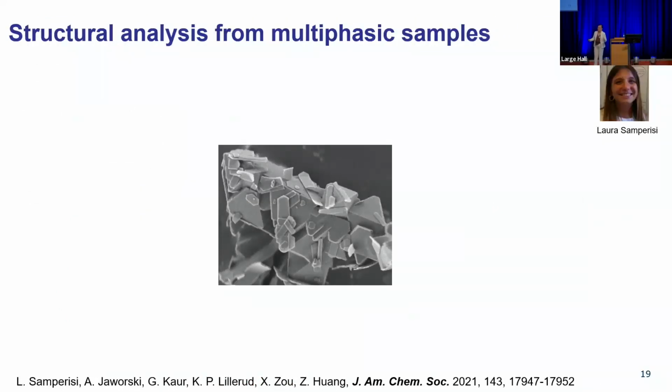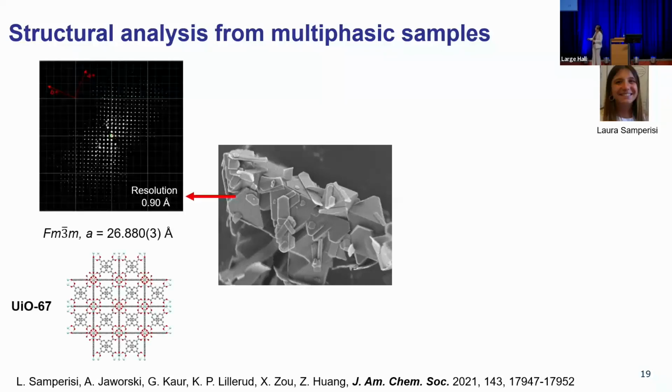When you do synthesis, you very often get multiple phases. So it's actually possible to study multiple-phase samples using electron diffraction. You don't have to purify them. This was an example, a sample obtained from Carpenter Lee's group. And you can see already from the SEM images that there are two different morphologies in the sample. My student, Laura, collected data from this octahedral-shaped sample. It turns out it's UiO-67.